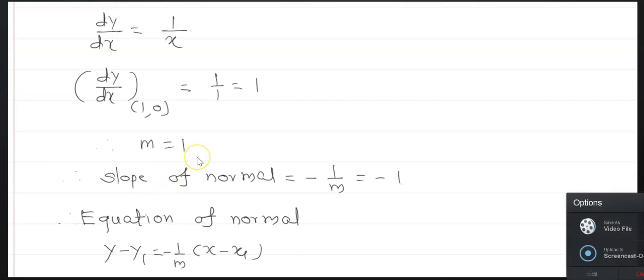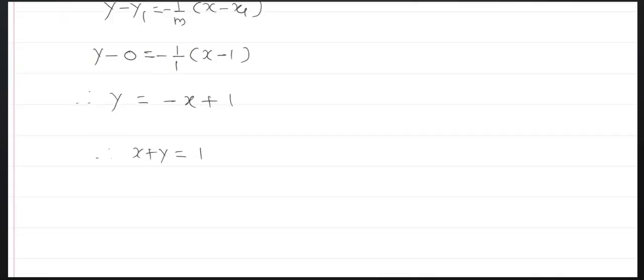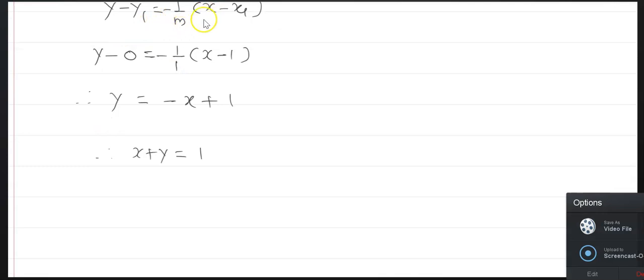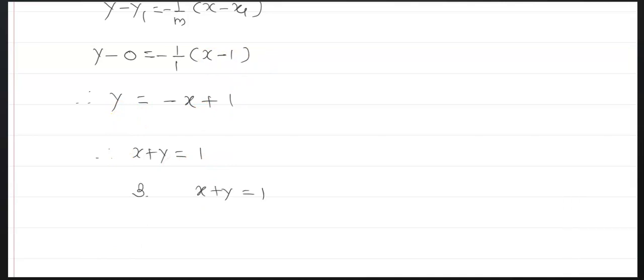Therefore, here y is equal to log of x, its derivative dy by dx is equal to 1 upon x. dy by dx at (1, 0) is 1 upon 1, which is 1, so m is equal to 1. Slope of the normal is minus 1 upon m, which is minus 1. Equation of the normal is y minus y1 is equal to minus 1 upon m in bracket x minus x1. Substitute the values and you will get y minus 0 is equal to minus 1 in bracket x minus 1, that is x plus y is equal to 1. Therefore, option 3 is the correct one.